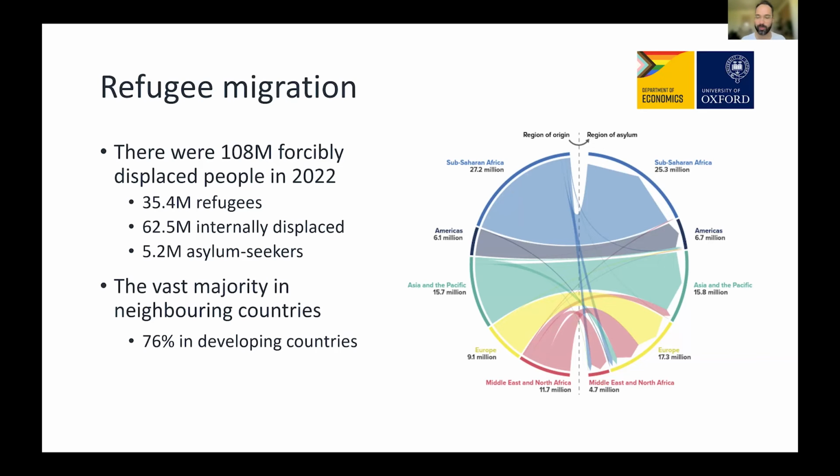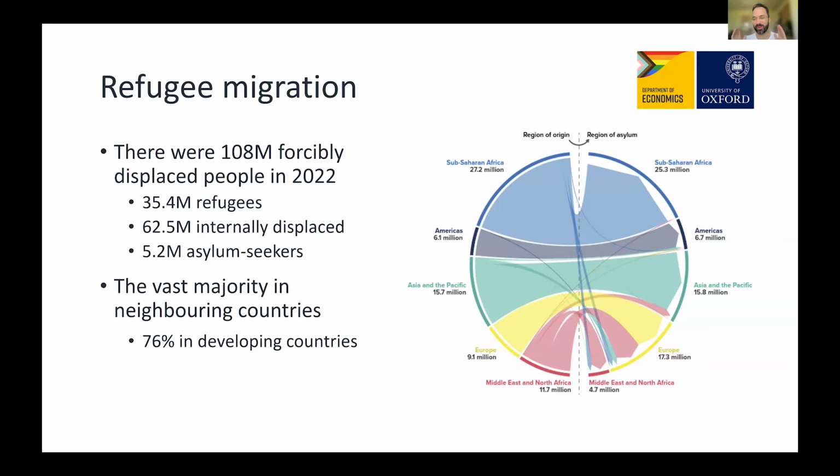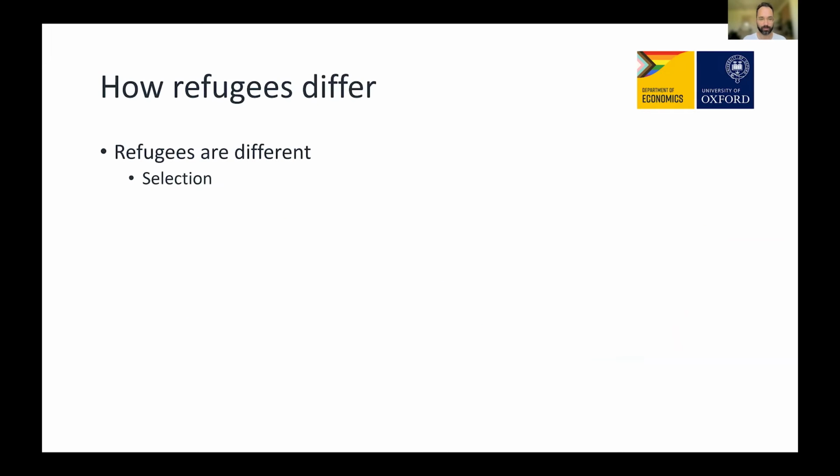And this is some of the work that I work on, and that unfortunately there isn't enough work on. But what we're going to focus on here, because we're in the UK, is the very, very small share of these people who come to Europe or to the UK or to high income countries and ask for official asylum in these countries.